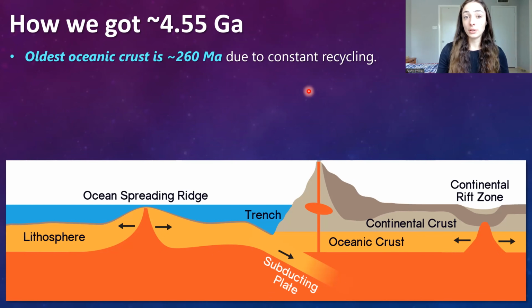So moving on, now we know that radiometric dating works. Now we know how to use it. So what do we use it on? How do we actually get the age of Earth? What rocks do we choose? How do we know what's oldest?